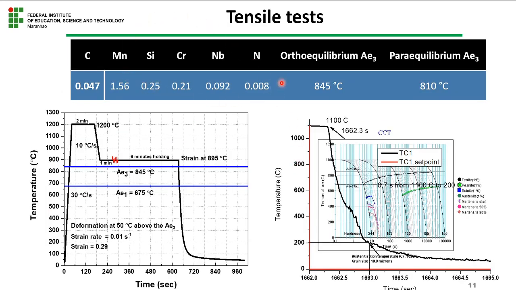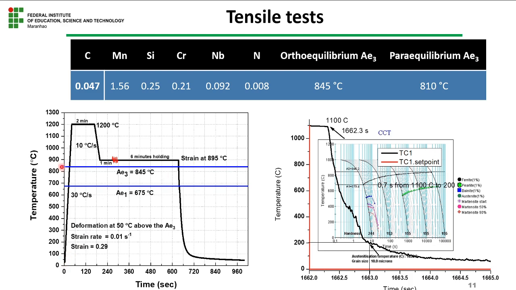So this is the composition of the sample. You can see that it's a very low quantity of carbon, but we have a considerable amount of niobium. The other elements are not shown here because we have confidentiality policies that prevent showing the whole composition of the material. The alternate equilibrium temperature and also the parallel equilibrium temperature were calculated using the thermodynamic software JMatPro. And this was the temperature of the A3 line.